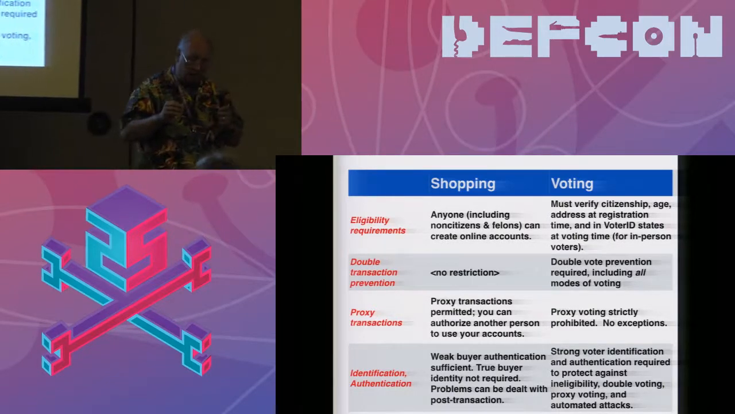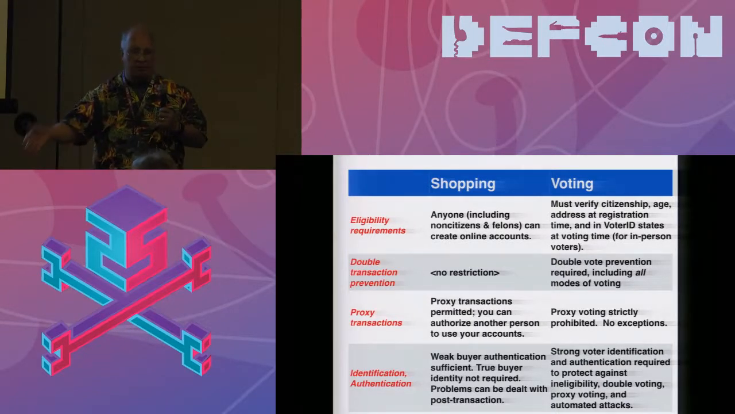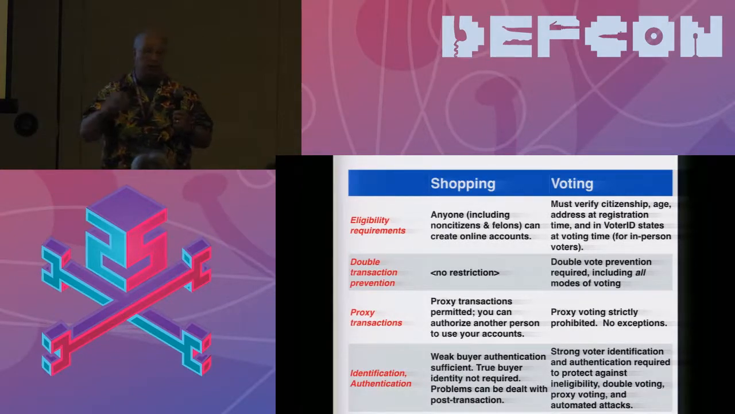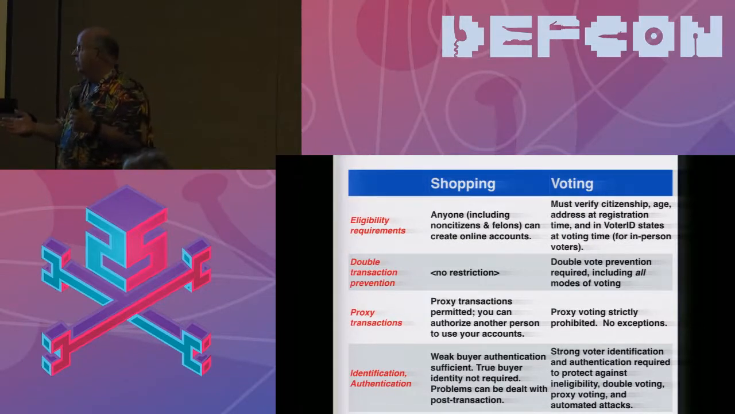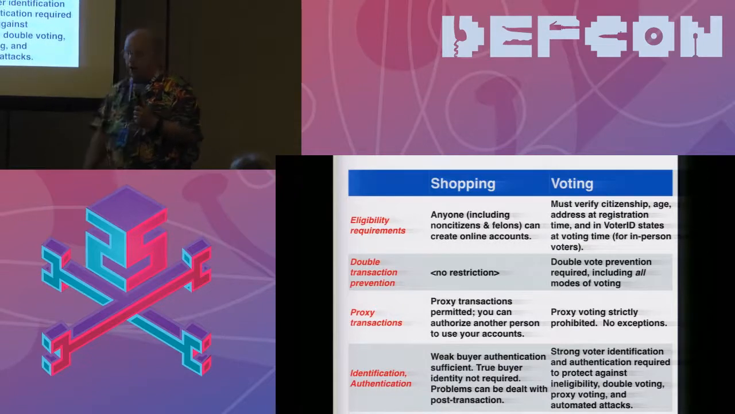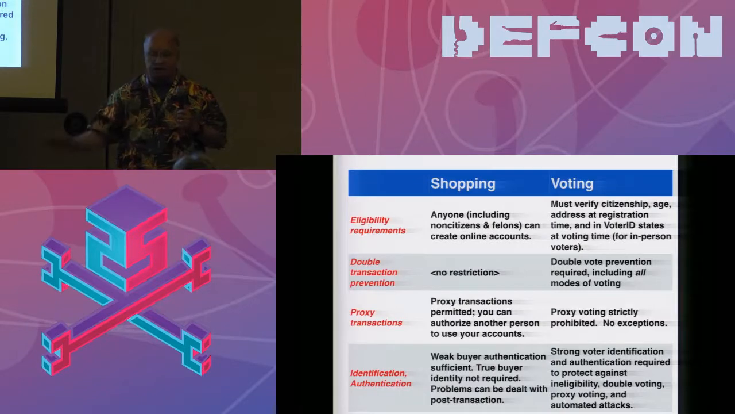Proxy transactions. A proxy transaction is when you authorize explicitly or implicitly somebody else to use your Amazon account. Your kid, your spouse, or you give somebody your credit card number, or you give them your password. Amazon doesn't care if you do that. That's perfectly legal. They're okay with that. They don't even know. However, in the voting world, proxy voting is not allowed. You cannot authorize somebody to vote for you under any circumstances in any of the states, period.